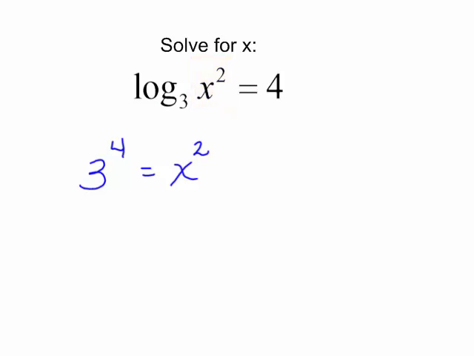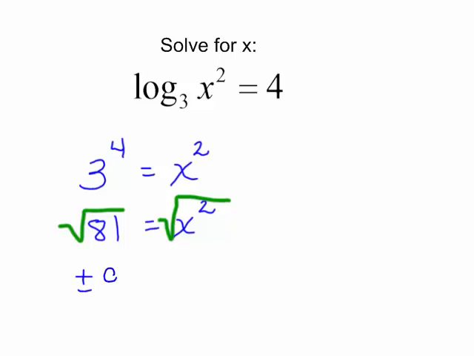Now, there are numerous ways we can solve this. I am going to simplify 3 to the 4th, which is 81. And to solve for x, I would need to take the square root of both sides. And remember, when you take the square root of both sides, your answer will be plus or minus. X will equal plus or minus 9.